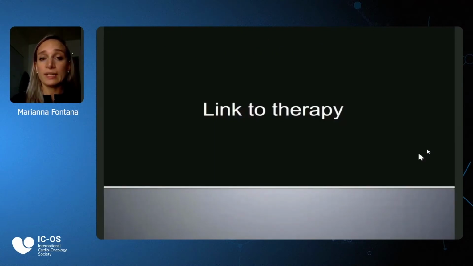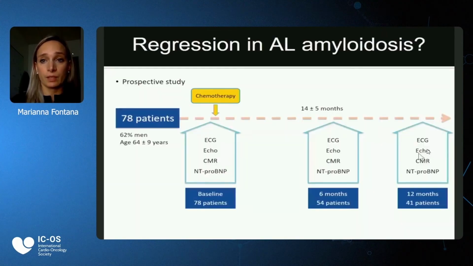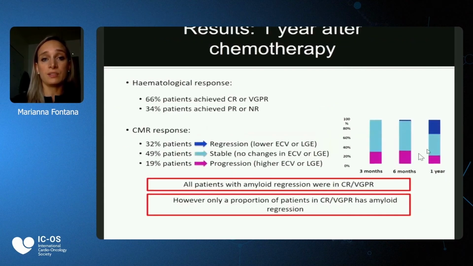But then, can we link our imaging to treatment? This is a preliminary analysis from a study in now more than 150 patients with AL amyloidosis who were imaged at baseline and then at 12 and 24 months. What we learned from this population is that the percentage of patients with amyloid progression was quite high.